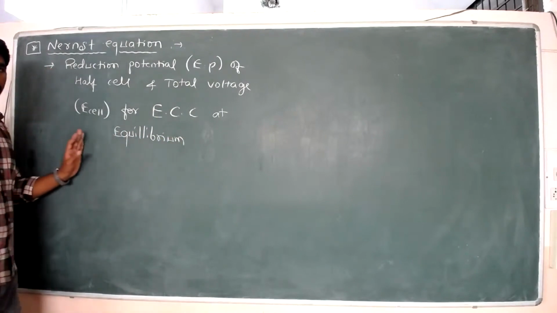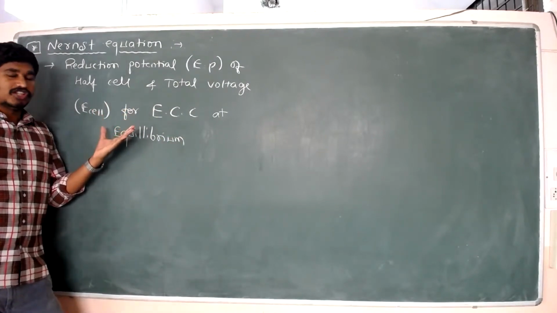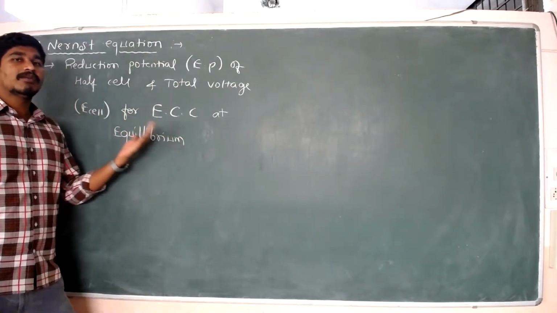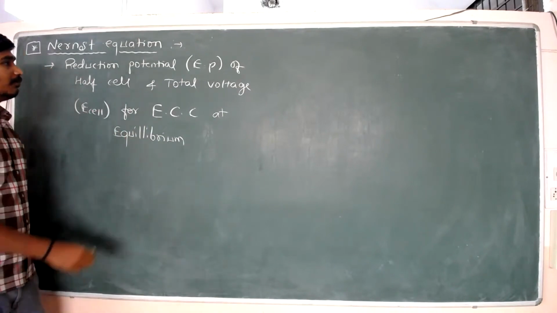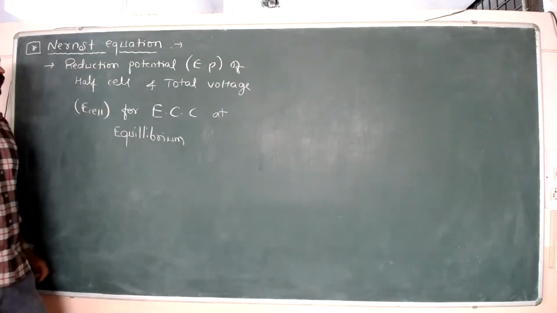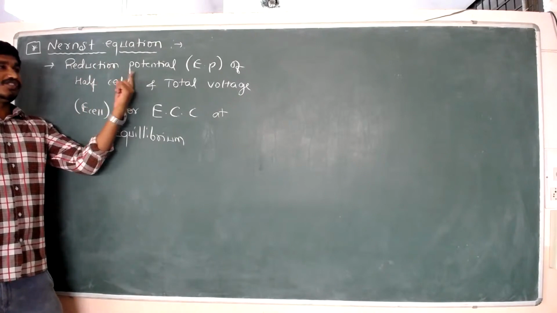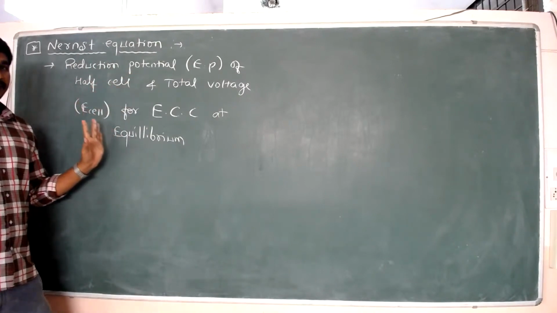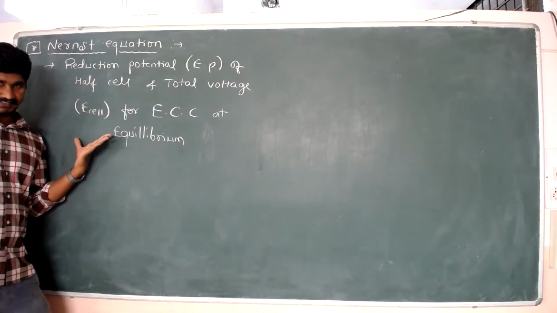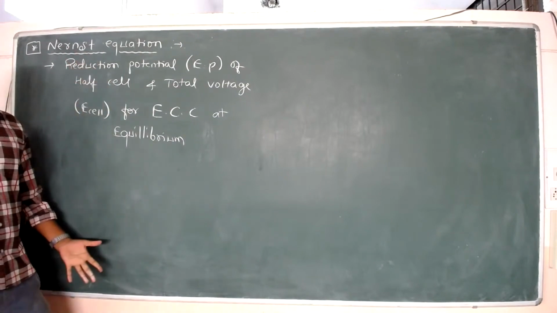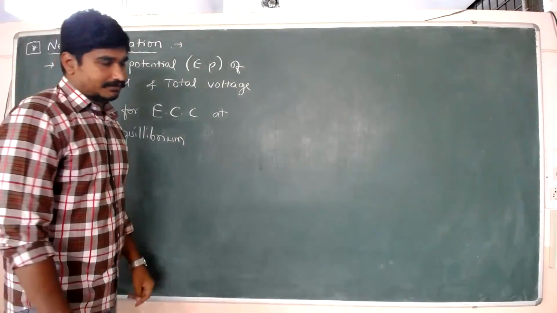Now here, the concentration of the solution need not be equal to 1. Whatever the concentration of the solution may be, by using the Nernst equation you can easily calculate the reduction potential for the half cell as well as the reduction potential of the complete cell. Now we will see the Nernst equation.